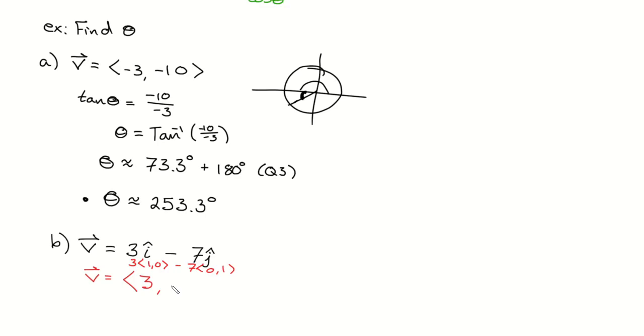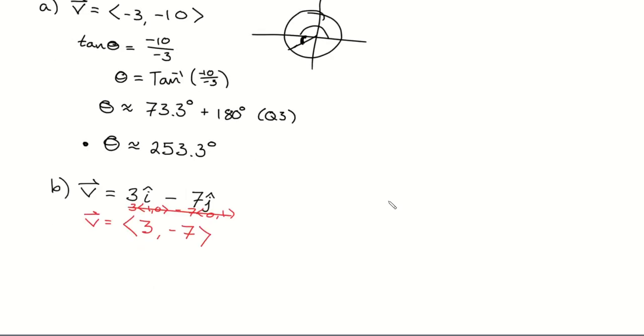3, negative 7. Is it reasonable to expect that maybe you don't have to show all this? Because it's just right there already, right? The second we get this, we are golden. I have a vector that starts at the origin. It goes right 3 and down 7. Which quadrant did I just end in? I ended in quadrant 4.